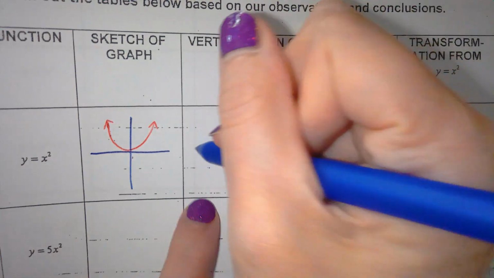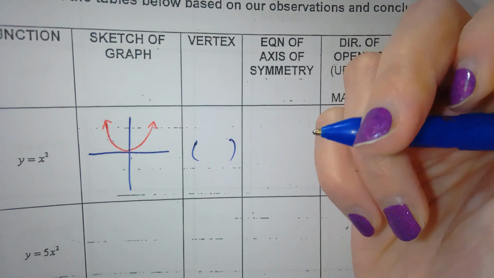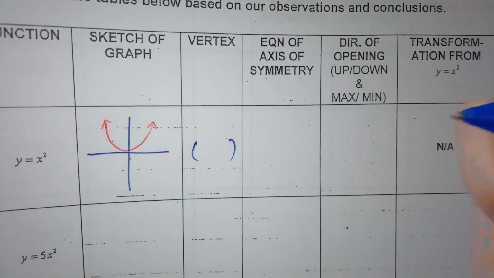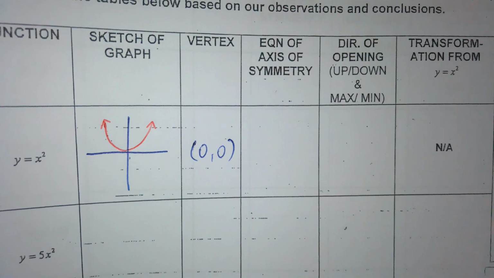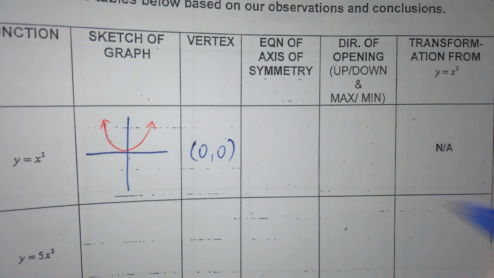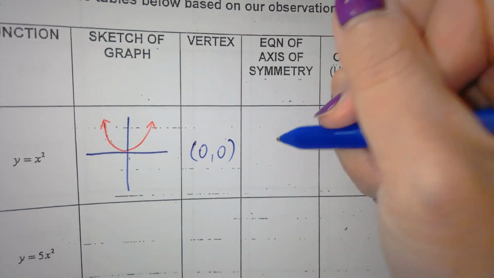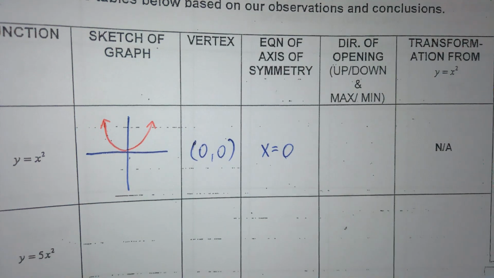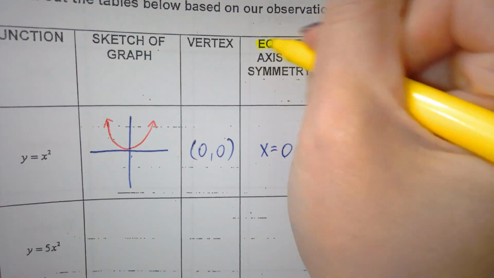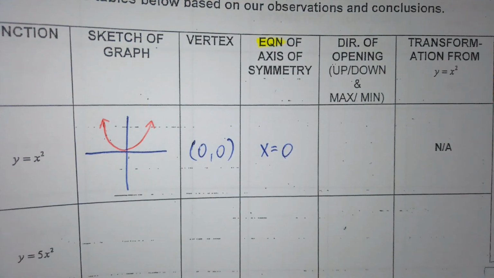What is my vertex? Page 11, everyone. Good. So then, what is my vertex? 0, 0. Ethan, what is my axis of symmetry? X equals 0. What is the keyword here? Equation of axis of symmetry. So you have to write x equals. You can't just write 0.